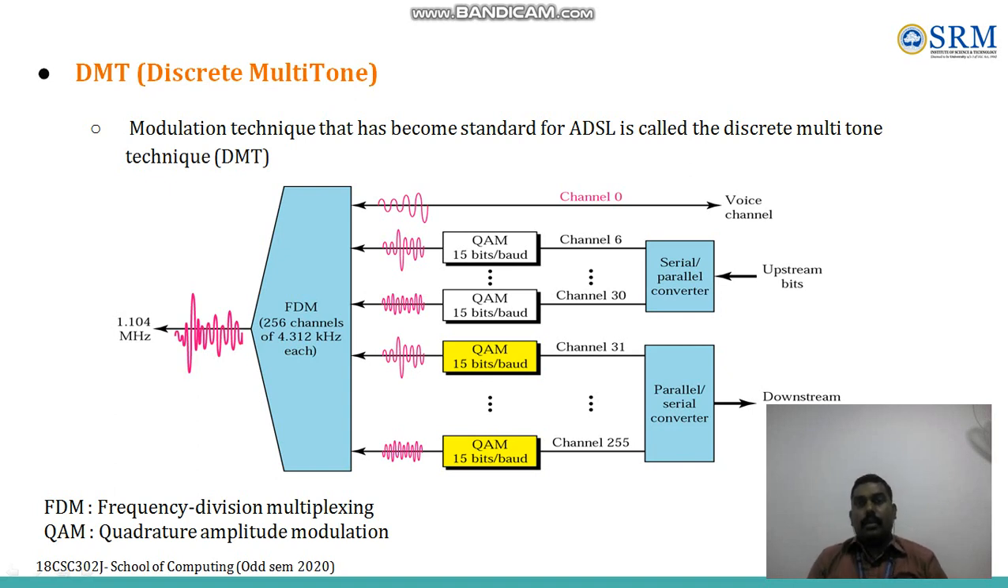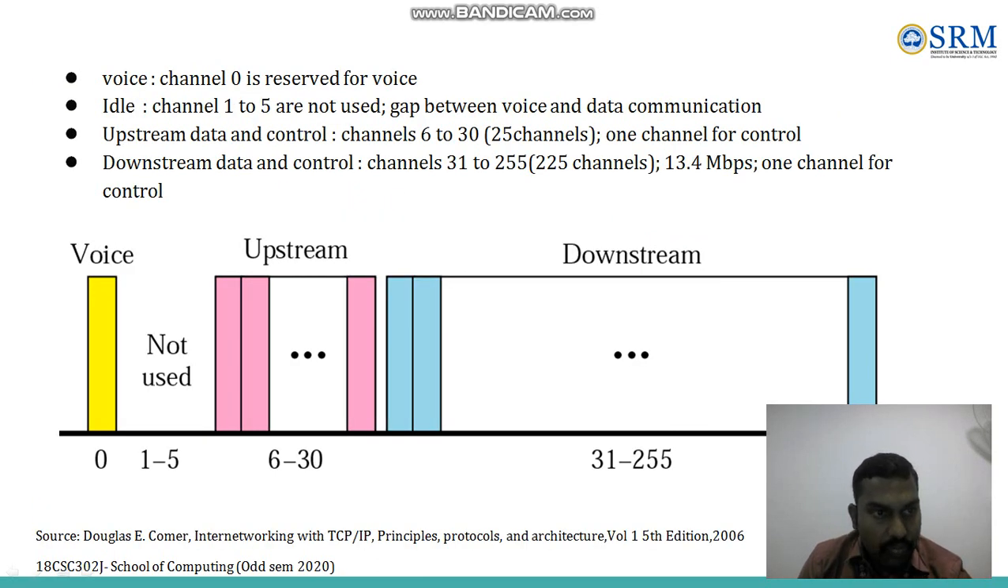And DSL uses DMT, discrete multi-tone modulation technique, that became the standard for ADSL technology. And here FDM and QAM multiplexing are used to convert data from analog to digital. It has 0 to 255 channels. Channel 0 is for voice communication, and for upstreaming 6 to 30, channels 1 to 5 are usually not used, and downstreaming is 31 to 255 channels.